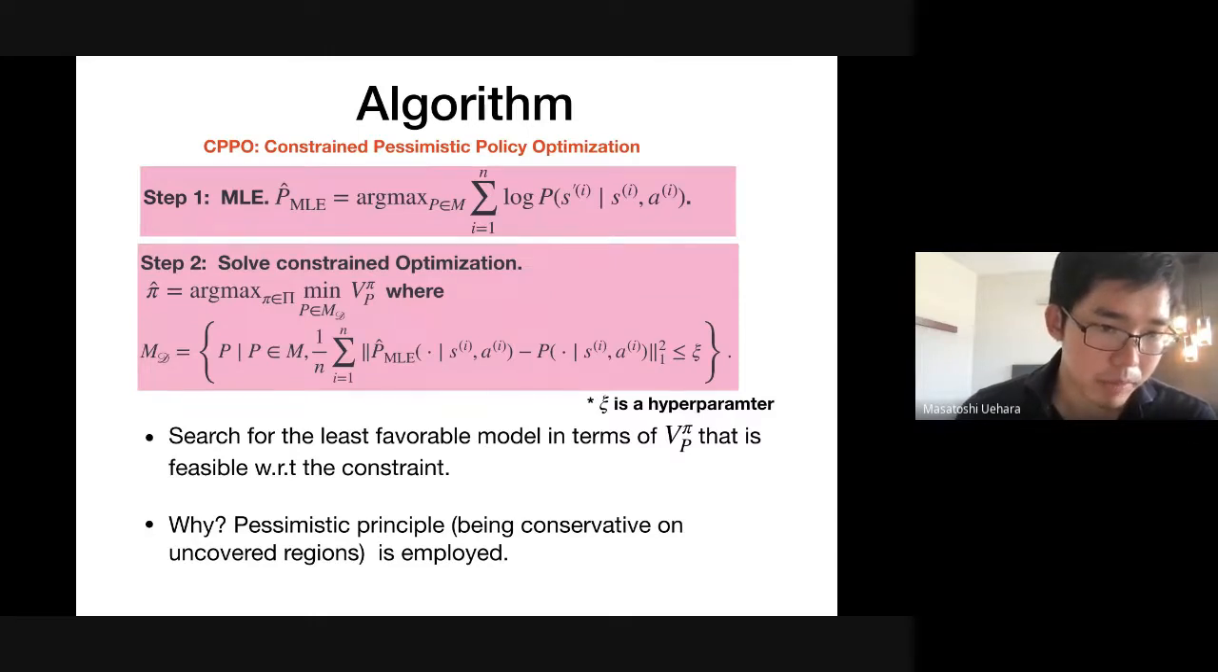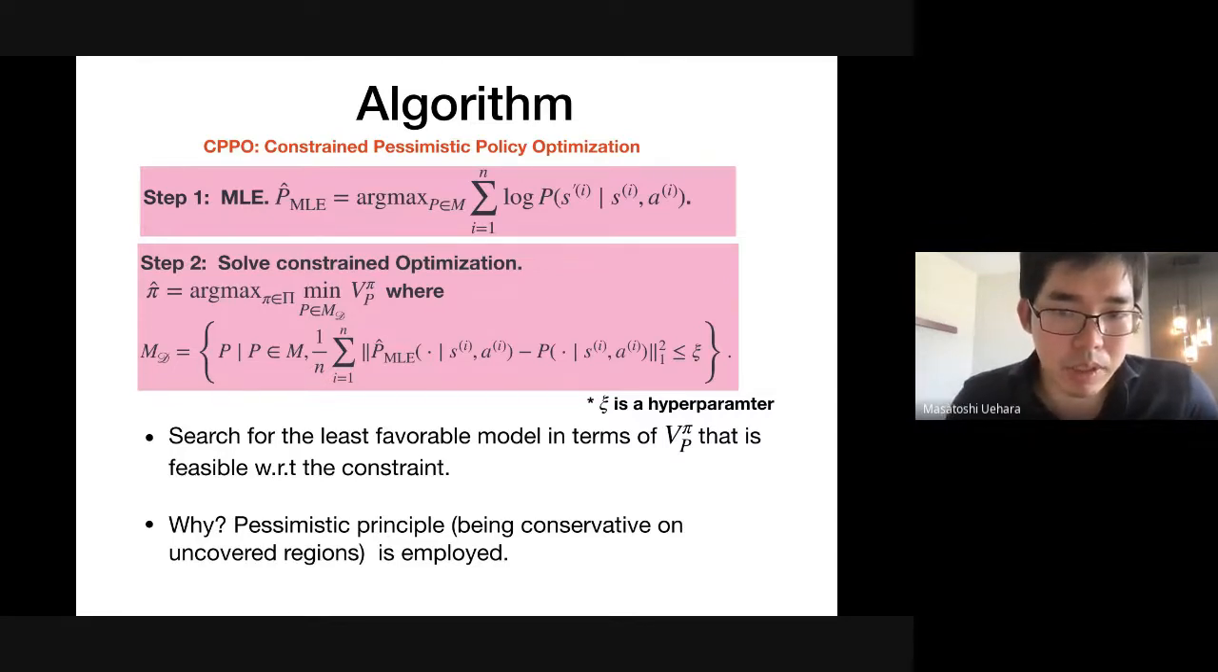So first, M_D is defined. M_D is a kind of constraint set. It's included in M, and each element is close to the learned model in terms of the total variation distance. So you can see this is the L1 norm, and the L1 norm is equivalent to the total variation distance in the continuous setting. So you can regard this as measuring the difference of p hat MLE and p in terms of total variation distance. And chi is some hyperparameter, and this is controlling how large this set is.